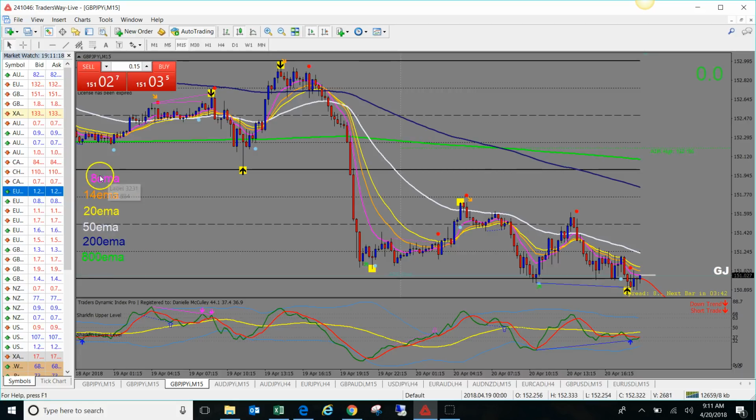But so we got the 8 moving average, and then the orange is going to be the 14, the yellow is going to be the 20, the 50 is going to be this lavender color one here, the 200 is this dark blue, and then the 800 is the lime colored one.